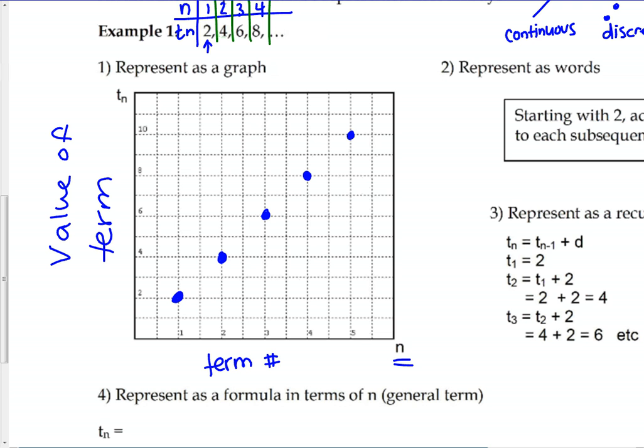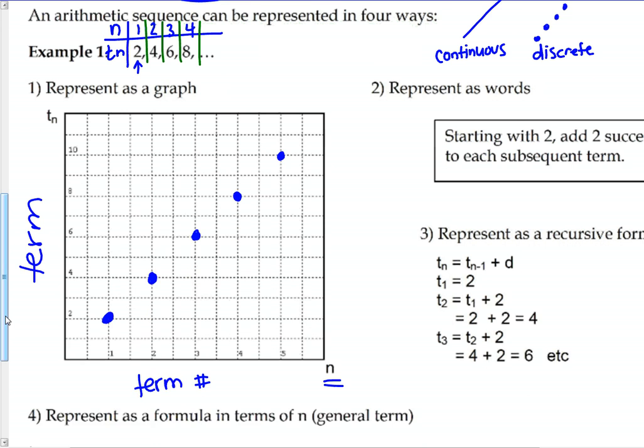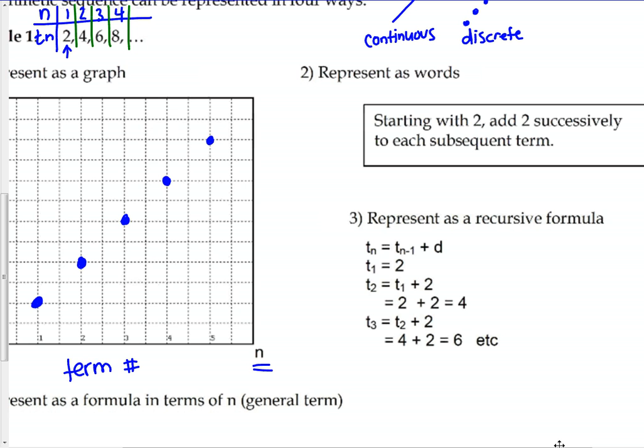We could represent it with words. So we're starting at 2 and then we're adding 2 each time. Just to mention recursive, a recursive formula is not very useful. And this is why you're not going to be tested on it.